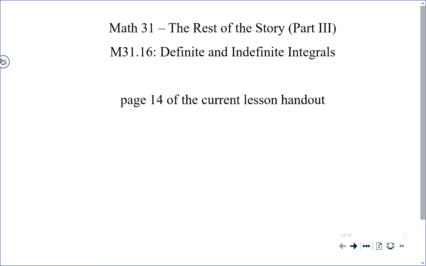The one application we've looked at is that an antiderivative can represent area, but what we're going to learn today is even though area can be found with an antiderivative, not all antiderivatives necessarily mean area. So we're going to be looking today at something called definite integrals and something called indefinite integrals. And this lesson can be found on page 14 of your current lesson handout.